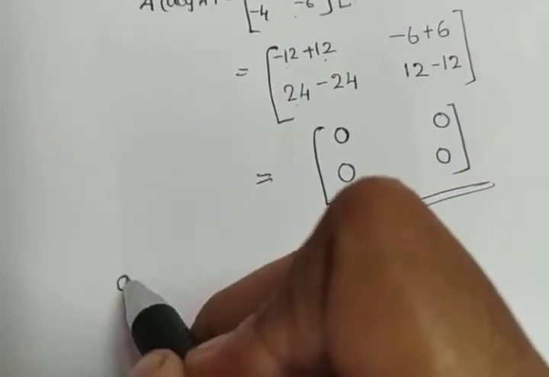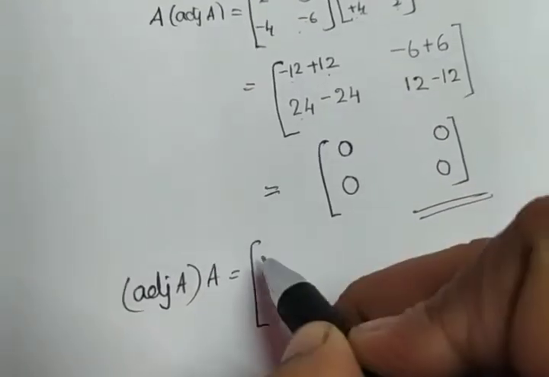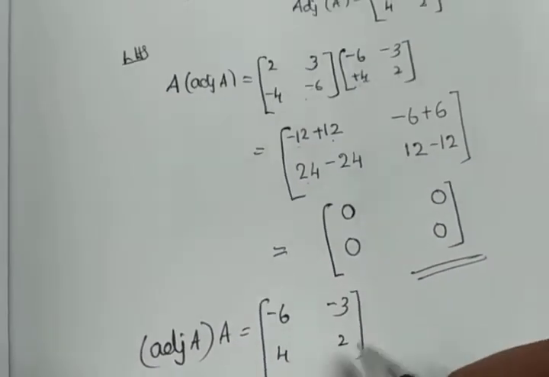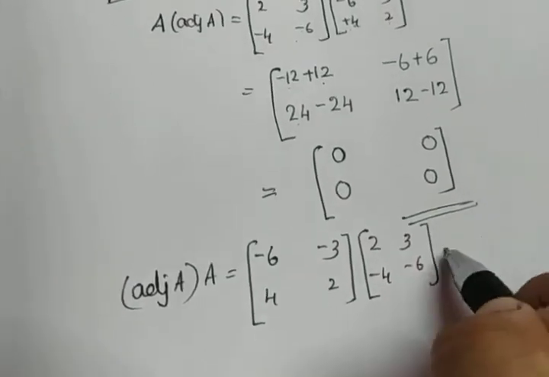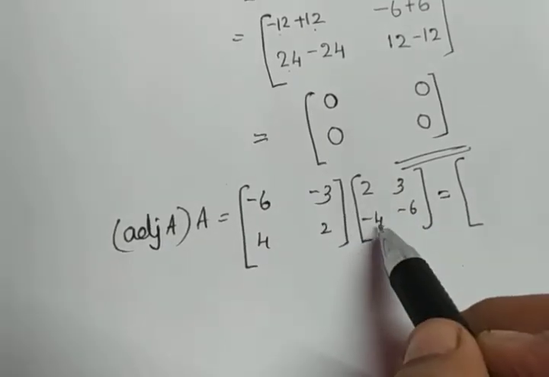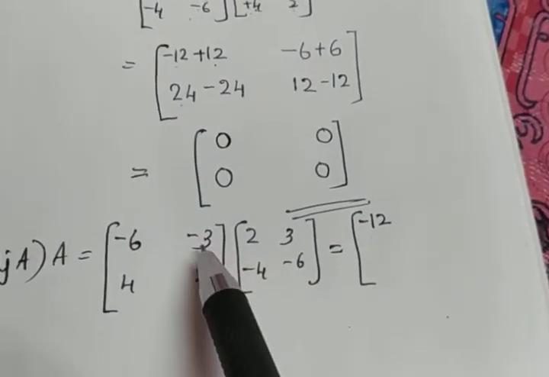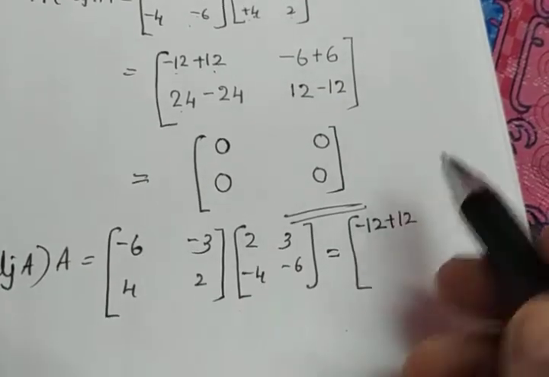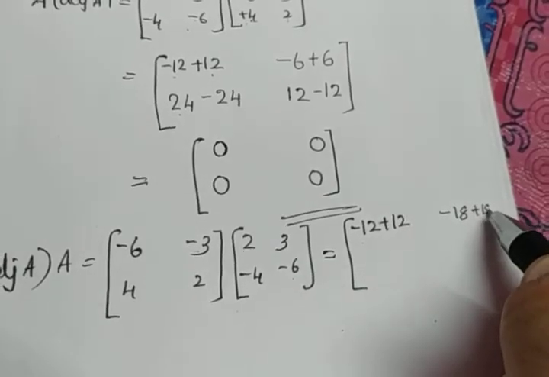Again calculate adj A into A. Adj A into A is minus 6, minus 3, 4, 2 into 2, 3, minus 4, minus 6. Just calculate the value. Here it is minus 6 into 2 is minus 12 and minus 3 into minus 4 is plus 12. Okay, next element minus 6 into 3 is minus 18. Minus 3 into minus 6 is plus 18.